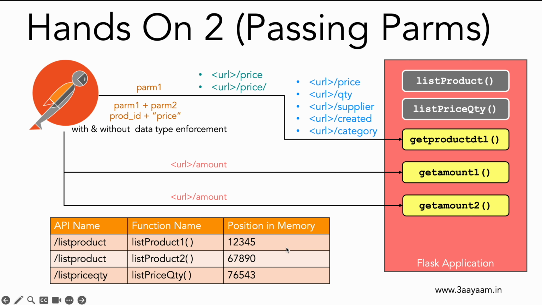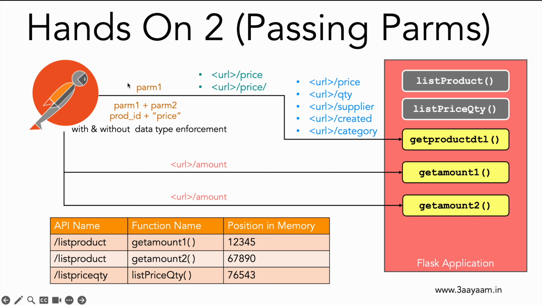But now what would happen is that for the same API list product, we have two different functions, get amount 1 and get amount 2. So the name is wrong here. It should be get amount 1 and get amount 2. So both the functions are pointing to the same API or the same URL. How could Flask behave in such cases? So I'll cover all these in the coding part itself. So let's open PyCharm and start coding.